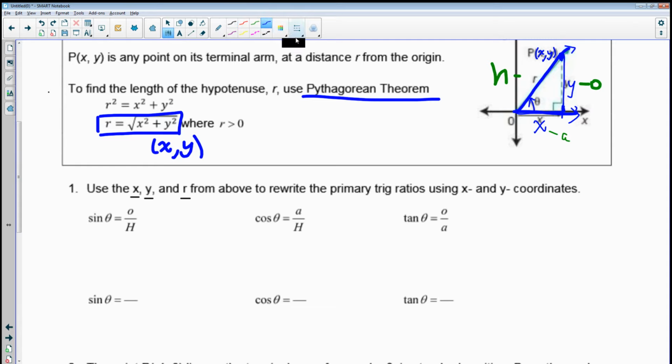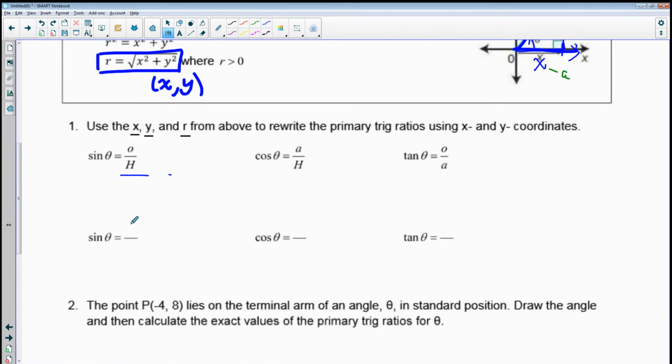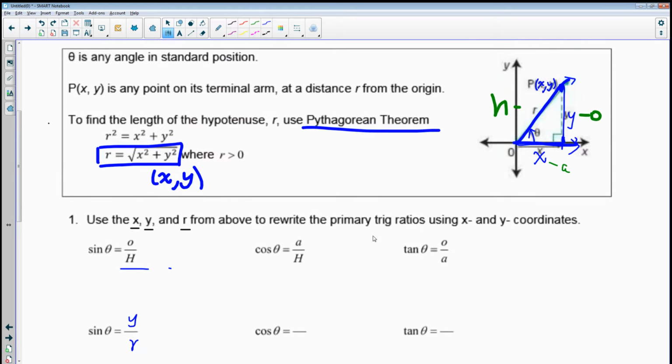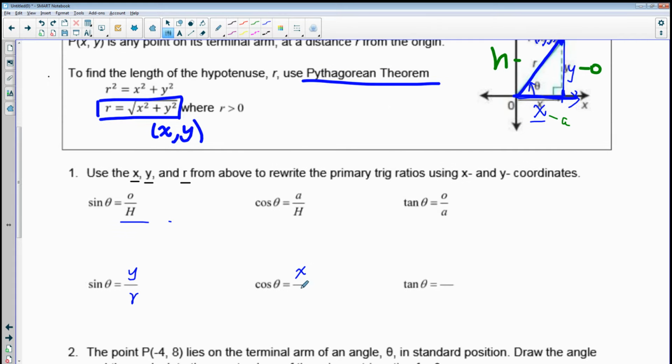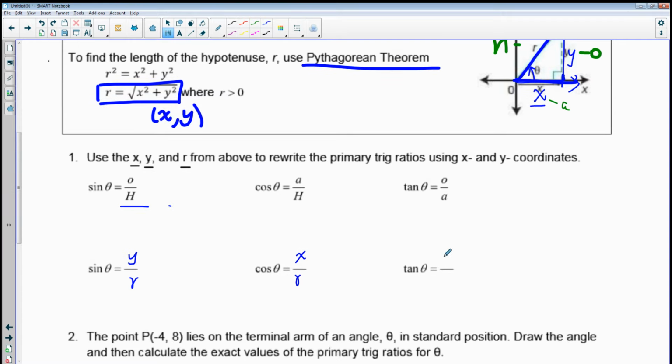And now we have all the information needed to do trig in standard position. So before, sine was O over H, O is y, and hypotenuse is r. This is a new definition of trig. Cosine is adjacent over hypotenuse, but adjacent is x, so it's x over r. And finally, tangent theta is opposite over adjacent. Opposite is y, adjacent is x.